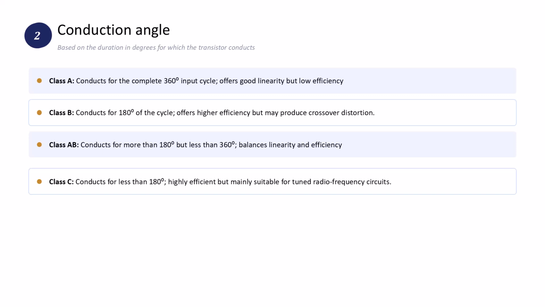Class AB amplifiers conduct for more than 180 degrees but less than 360 degrees, balancing linearity and efficiency. Class C amplifiers conduct for less than 180 degrees. They are highly efficient but are mainly suitable for tuned radio frequency circuits.